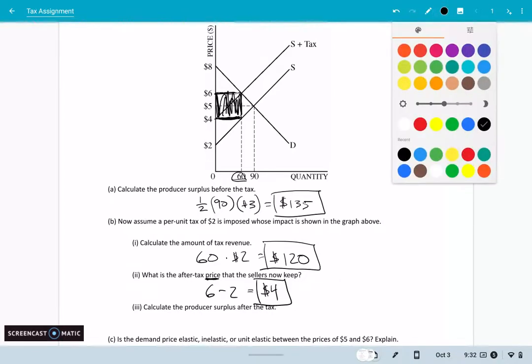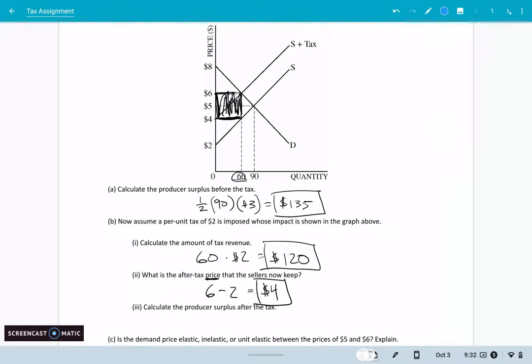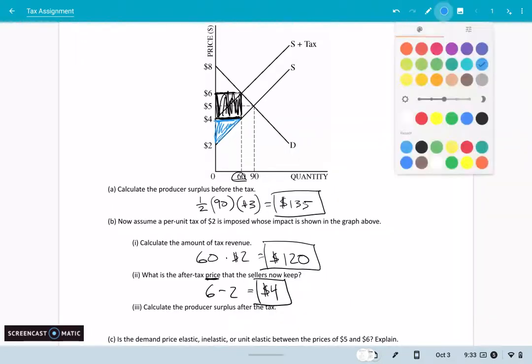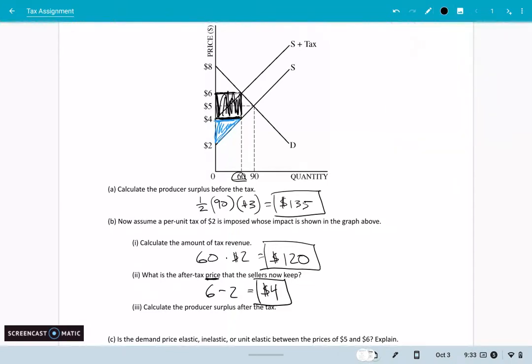The last thing then is the producer surplus. Well, our new price that our sellers are getting is this $4. So again, we're just taking the area of this triangle, but it's a little bit smaller now. Now we still take the area of a triangle as 1/2, but our base is now only 60, and the height of that triangle, the difference between 4 and 2, is only $2. And we see that the new producer surplus is just $60, so much smaller.